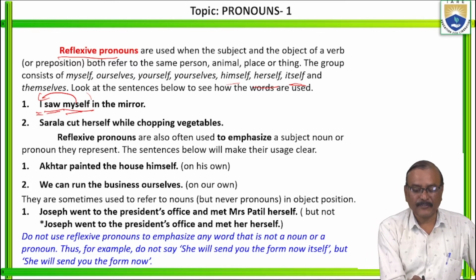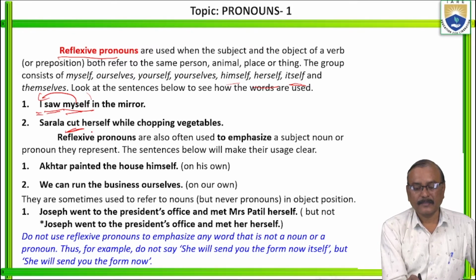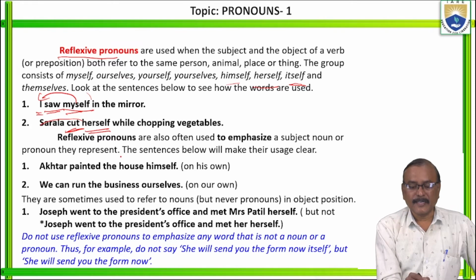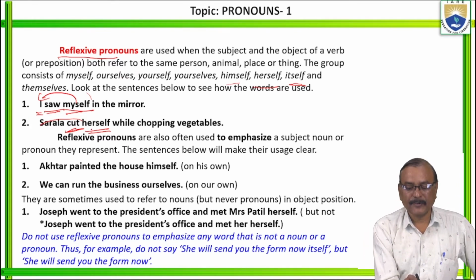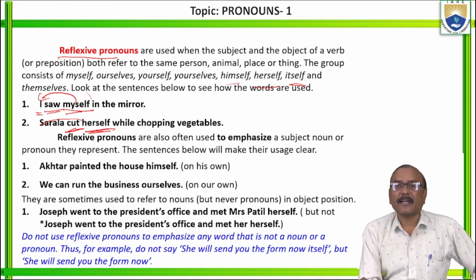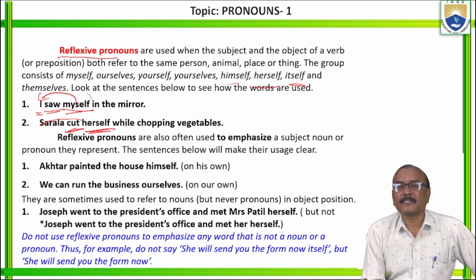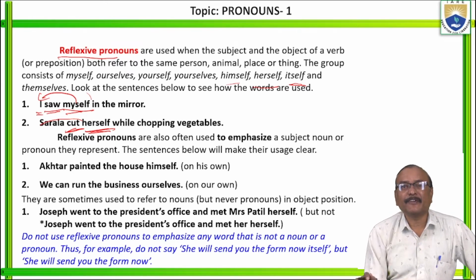Sarla cut herself. Who received the result of the action cut? Sarla only. So when the result goes back onto the subject, we use reflexive pronouns. Sarla cut herself while chopping vegetables. This is the meaning of reflexive pronoun.